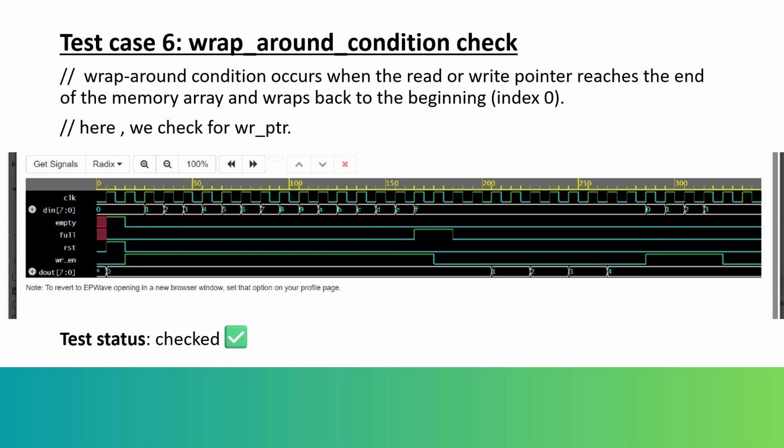So let's understand this from the waveform. Here we can see in our D in signal, first we write values from 0 to 15. Then we read some values. Then again when we do the write operation, it is working properly. So this is what the wraparound condition is. Through these waveforms, we can say that our wraparound condition is also working properly in our FIFO.